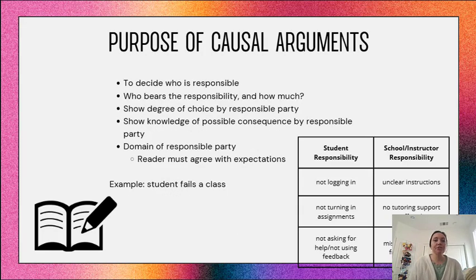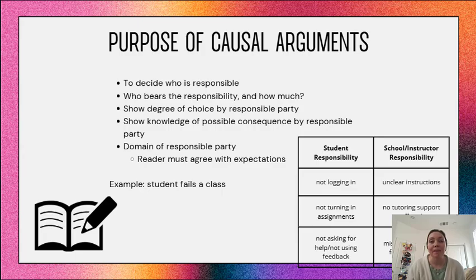Okay, here's another purpose of causal arguments: to decide who is responsible for something happening. So, who bears the responsibility and how much, right? Ultimately, that's what you would be arguing. And in this kind of causal argument, you would need to show the degree of choice by the responsible party. Like, how much choice do they have in doing what they did to cause this outcome? And you also have to be able to show the knowledge of possible consequence by that responsible party.